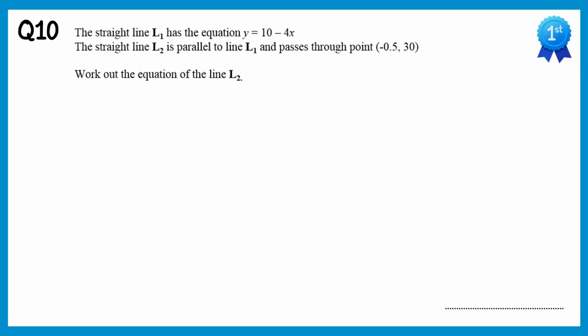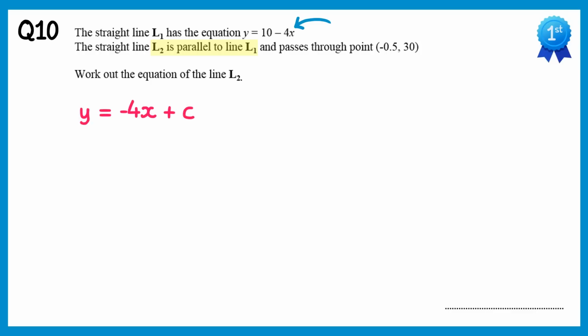In this question, we're told that lines L2 and L1 are both parallel. If lines are parallel, they always have the same gradient. We can see the gradient of line L1 here. That's negative 4, because it has negative 4x. So our line L2 must be y equals negative 4x plus c, since it has the same gradient.